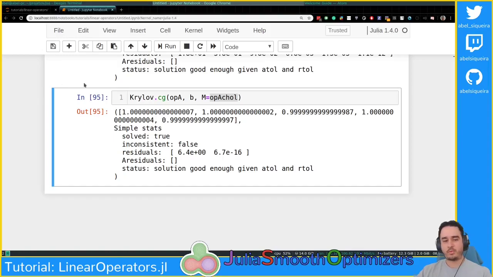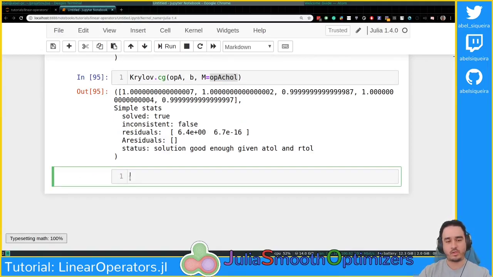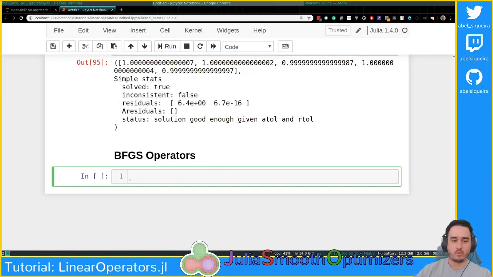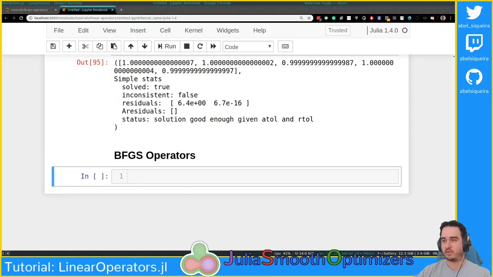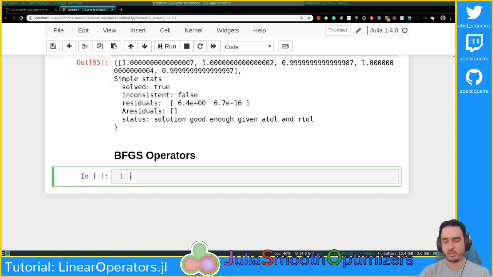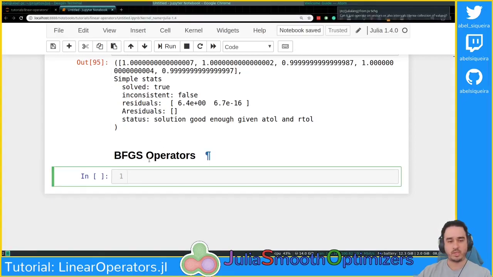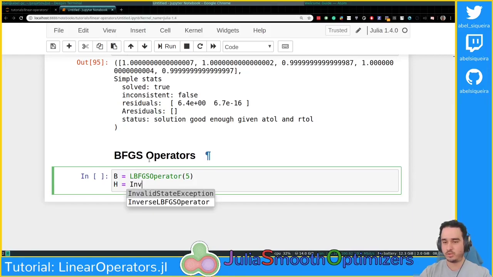Okay, so another operator that we have, which is also of interest to our JuliaSmoothOptimizers organization, is the BFGS operators. We have here BFGS factorization, which I'm not gonna present because it involves copying a lot of things. So I do have it open here in PDF, HTML actually. So I have B and H.